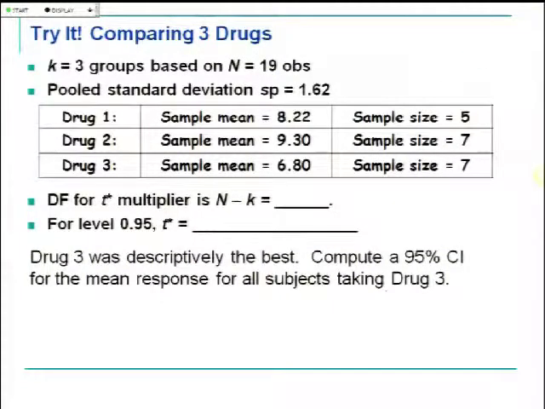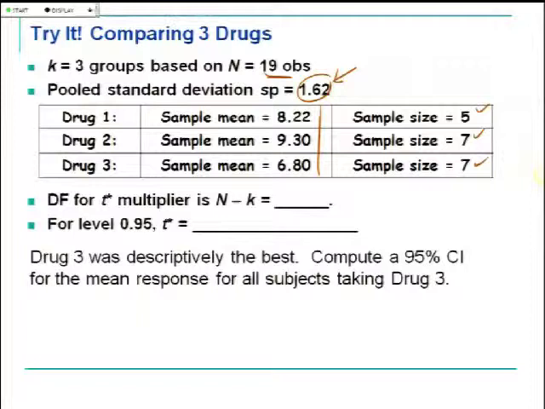You have the summary of your 3 drugs with the 5, 7, and 7 subjects for the sample sizes. Here are those same sample means we just took a look at. We had 3 groups altogether with 19 observations, and one of the first things we calculated today was that 1.62, the square root of that Sp squared, the square root of that mean square for error, which is our best estimate.